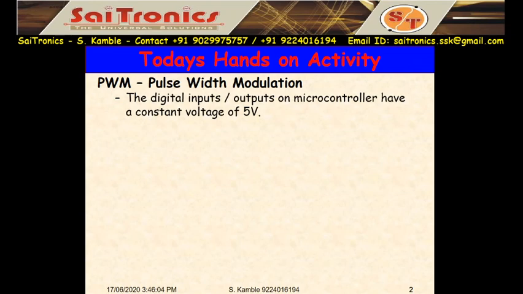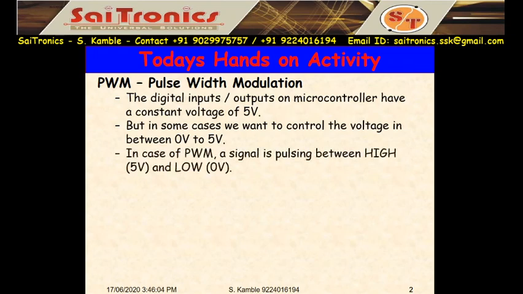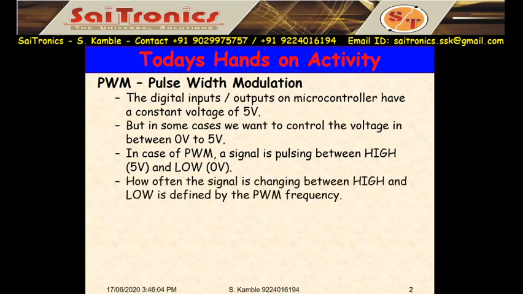Digital inputs and outputs have only two signals, 0 and 5 volt, but some applications require something in between 0 and 5. So how do we get in between 0 and 5? If it is digital, you get only 0 or 5, but if you use PWM, you can get the output in between 0 and 5. In this, we convert pulses according to your requirement. By changing the high and low time, you can change the PWM signal.